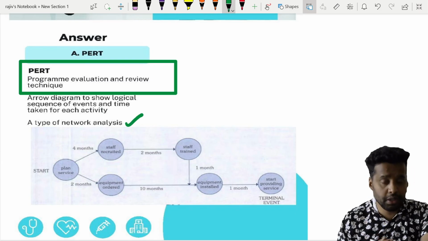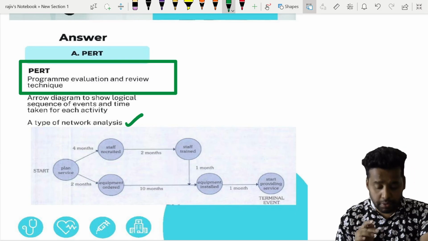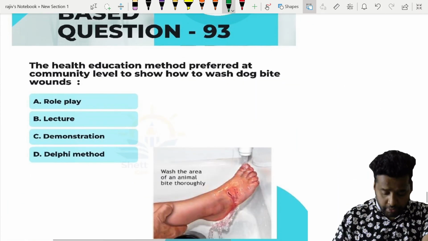It is a type of network analysis. It is a repeat question. PERT is a type of network analysis.